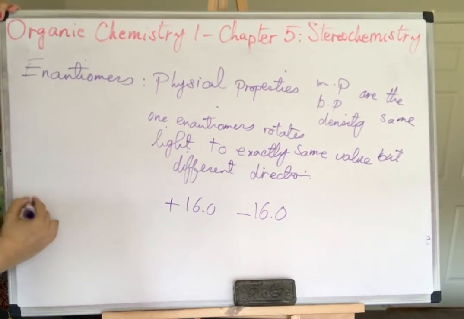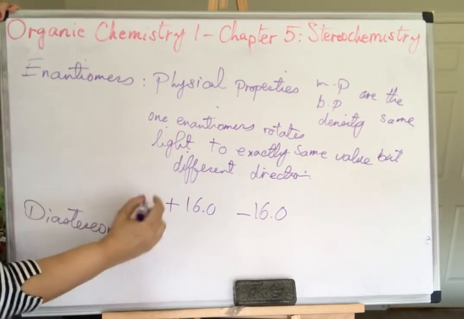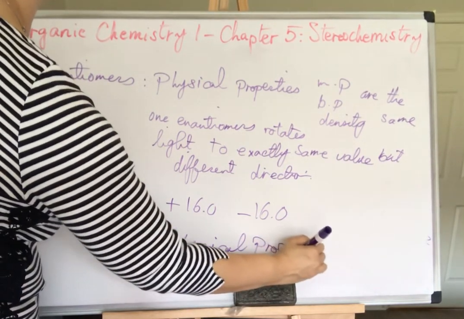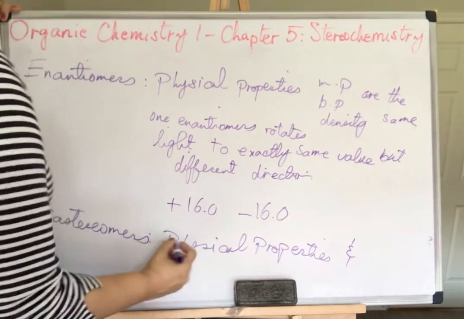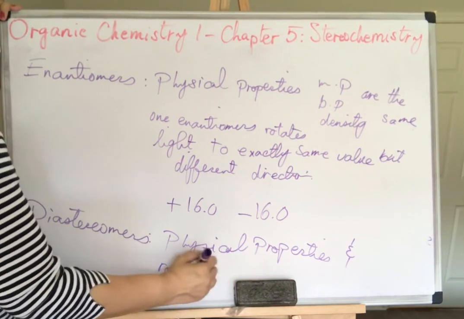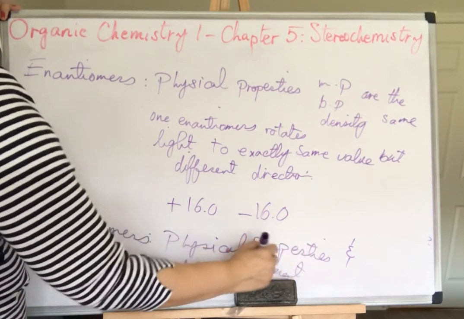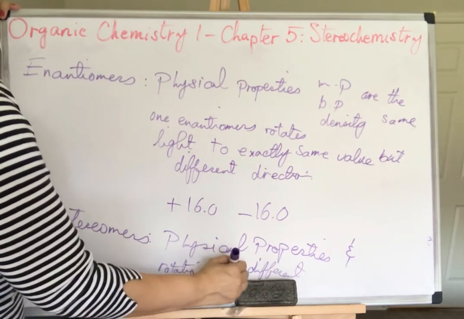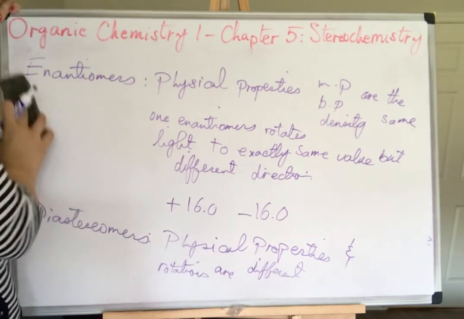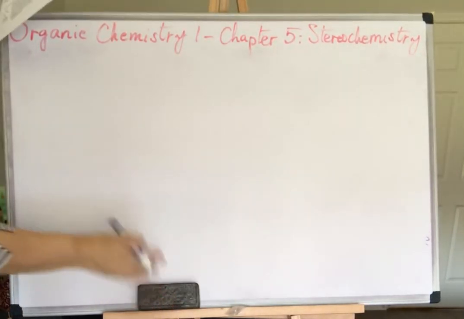For diastereomers, both physical properties and rotations are different. Everything is different for diastereomers. Okay? Now, on the bottom of page 8, you have an amino acid, alanine, S-alanine.